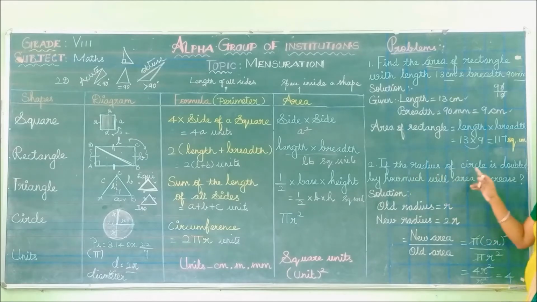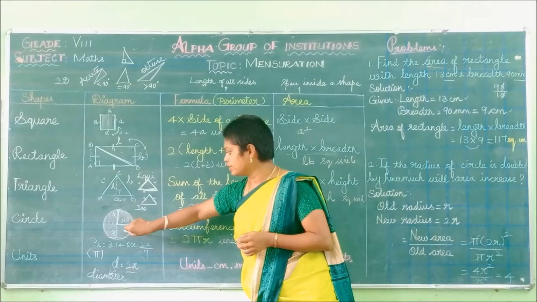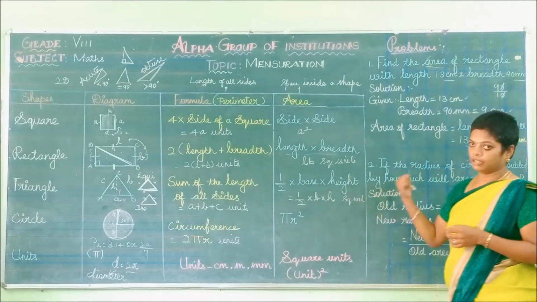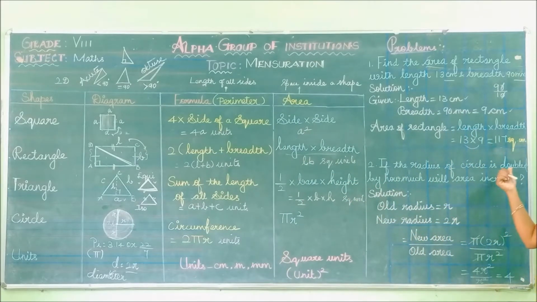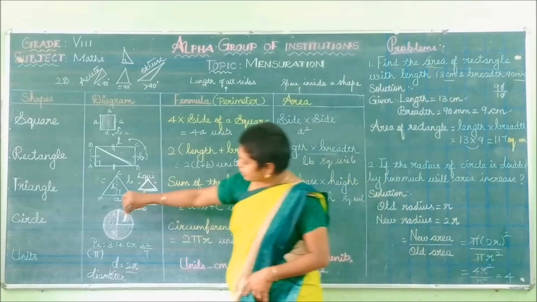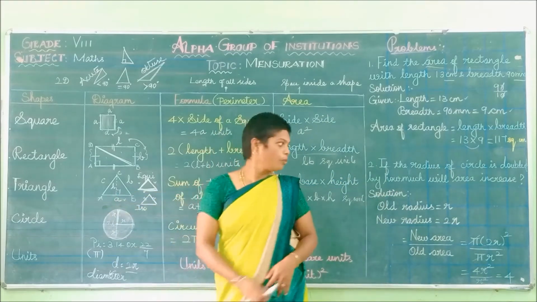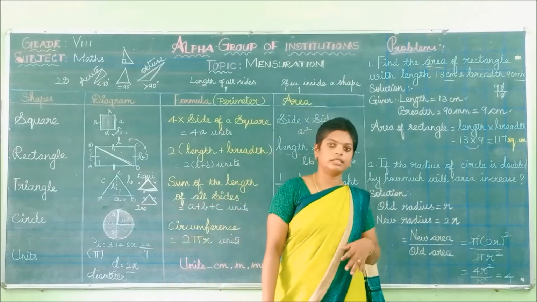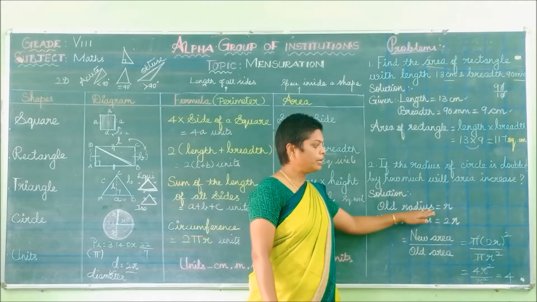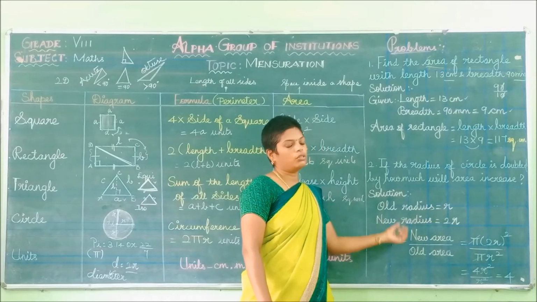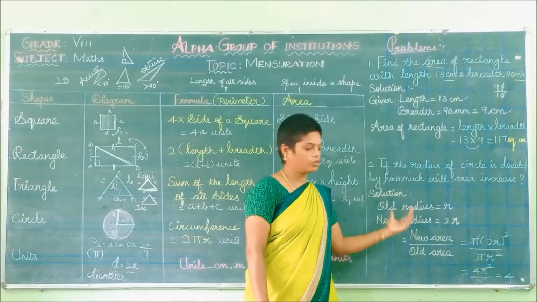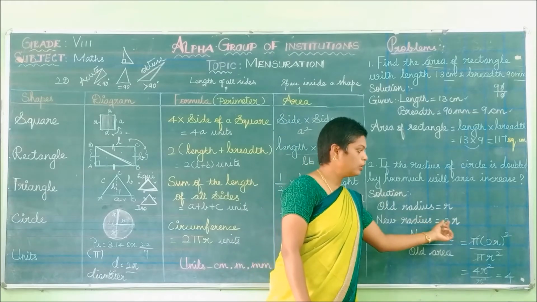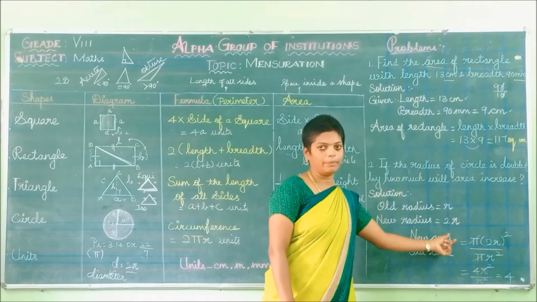The radius of the circle is doubled. How much will the area increase? What is the radius here? This is the radius. If the radius of the circle is doubled, this value is doubled. How much will this area be increased? That is our question. Normally radius is denoted as r. Now they have given the question as doubled, so I am taking the new radius as 2 times r, which is 2r.